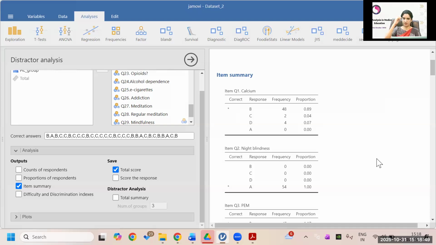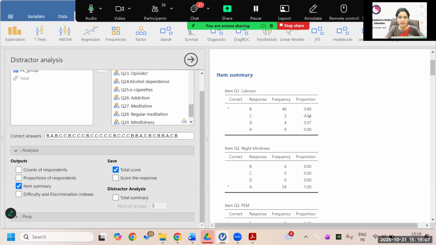Yes, it is one. Why one? Because the definition of a functional distractor is that it should be chosen by more than 5%. So if I ask you functional, then it is one. If I ask you non-functional, then it is two. If you see this 4%, it is not a functional distractor. And this 0% is not a functional distractor. So only this 7% is a functional distractor. I am writing FD.